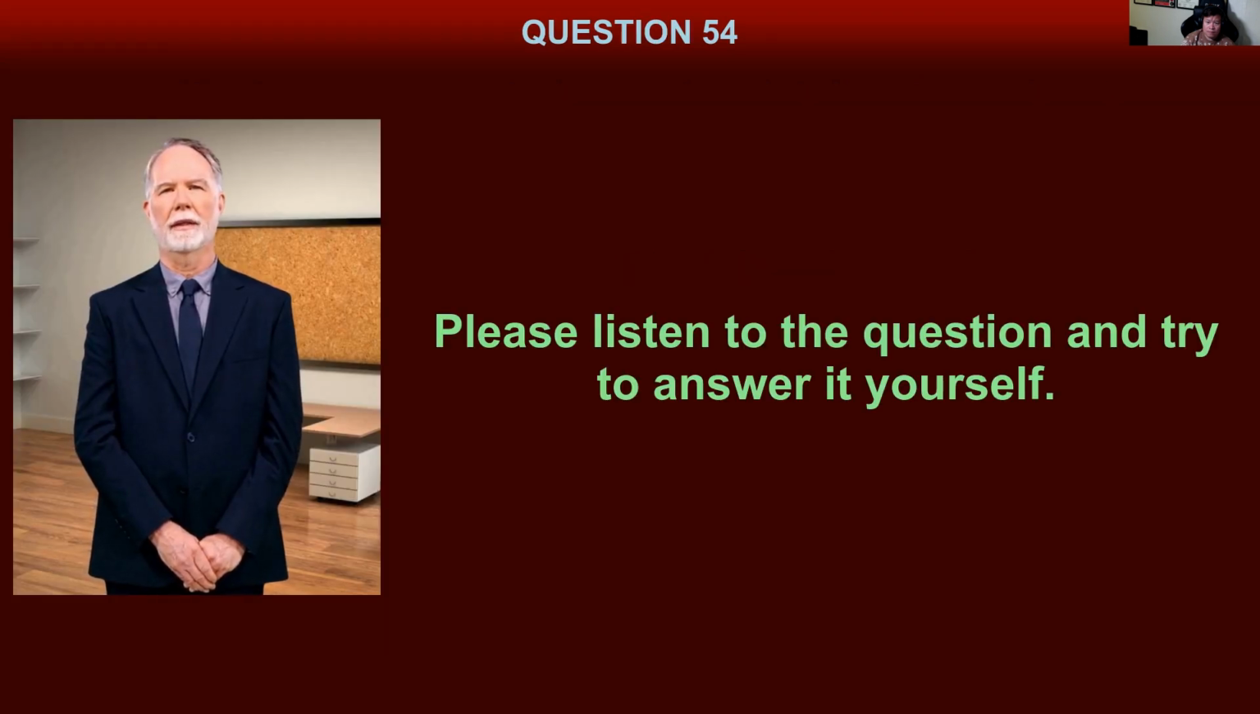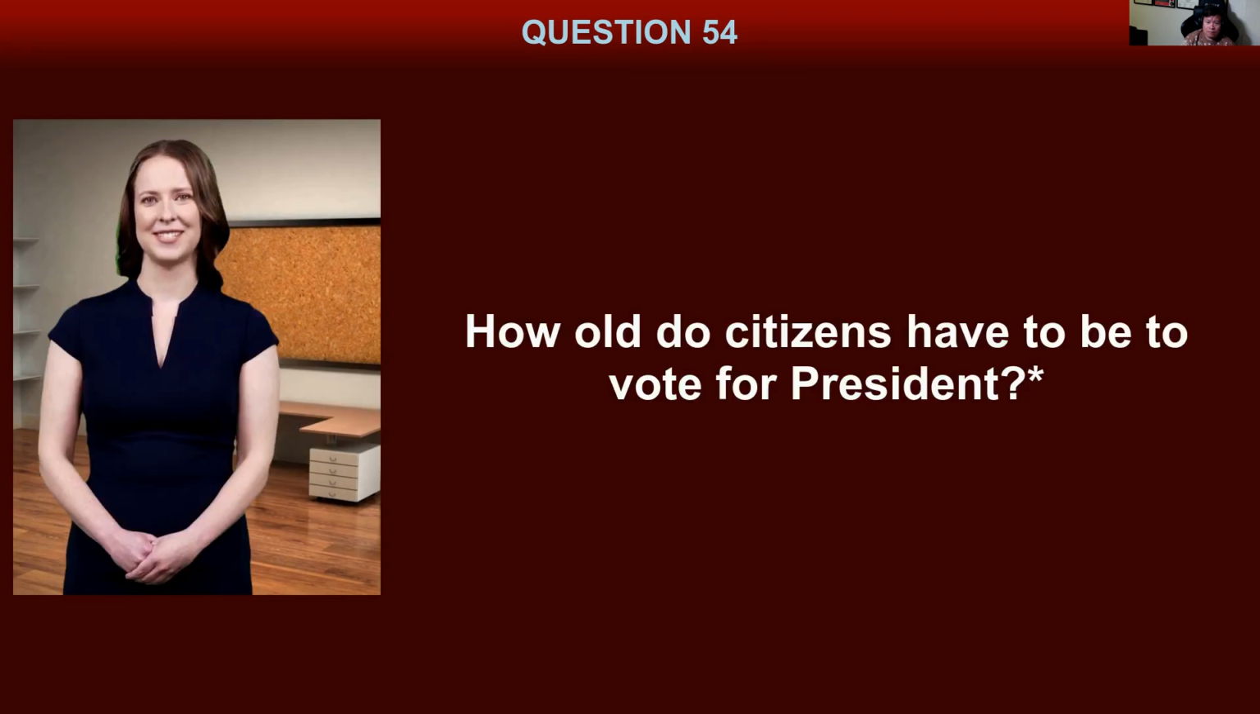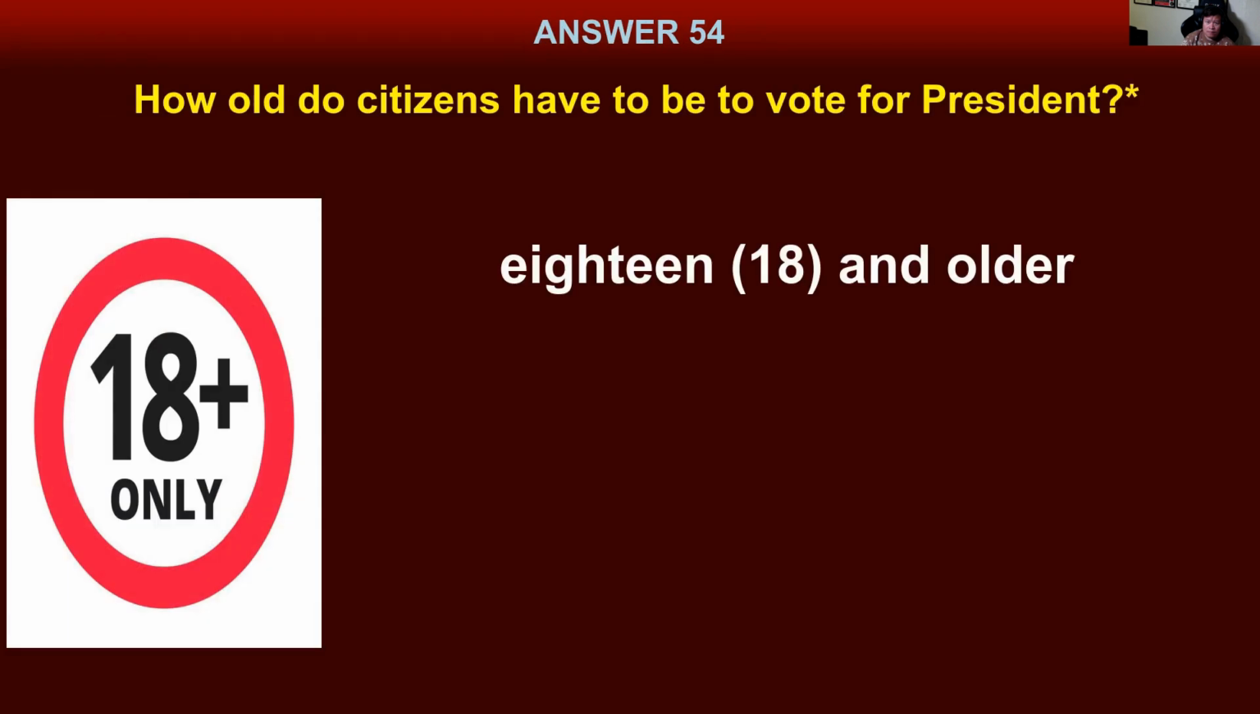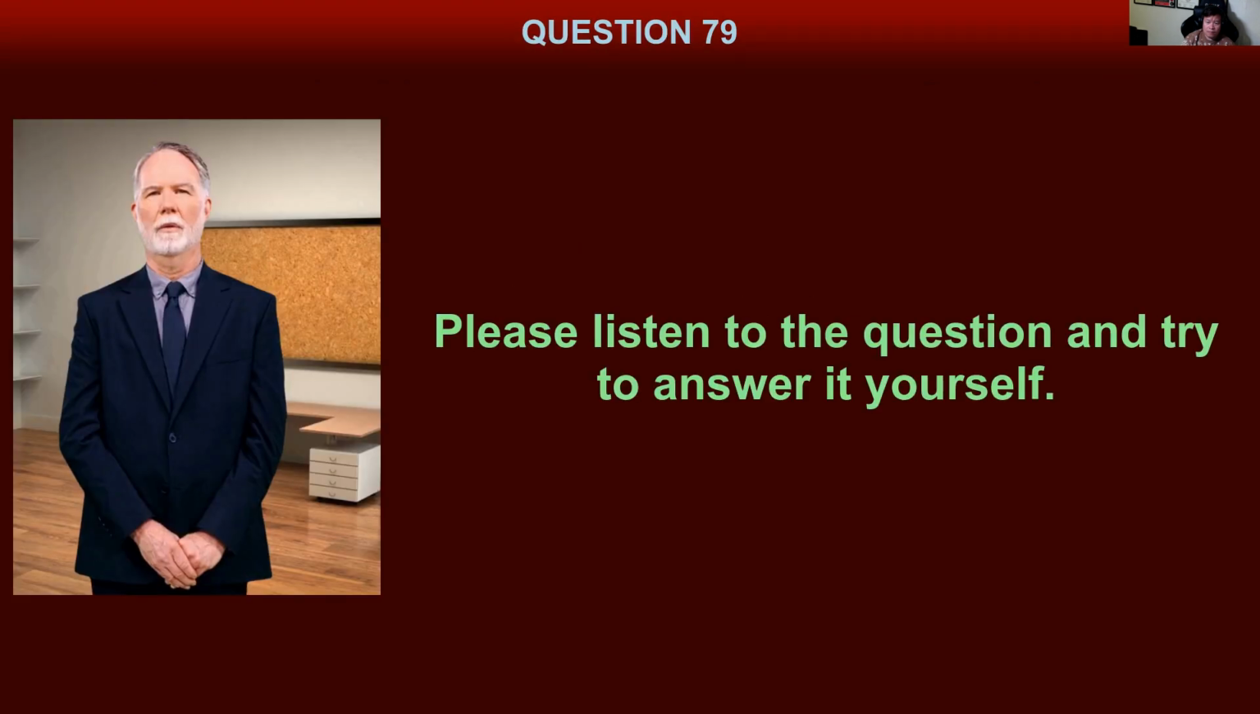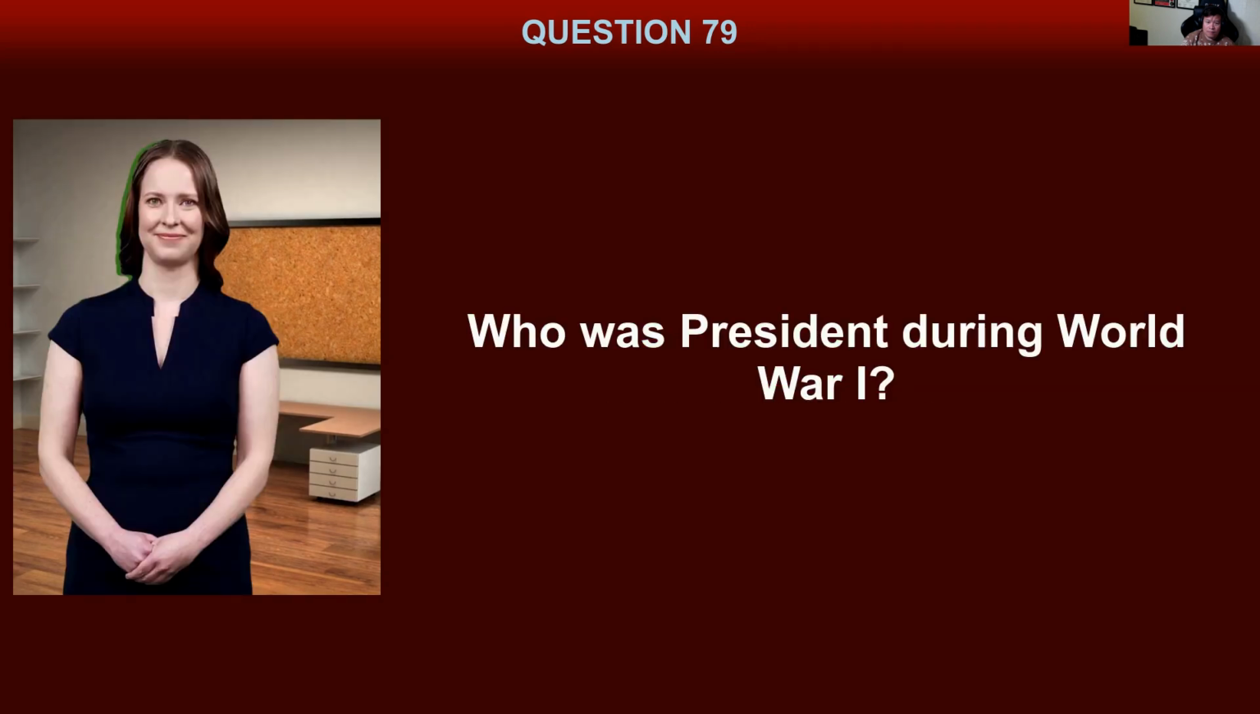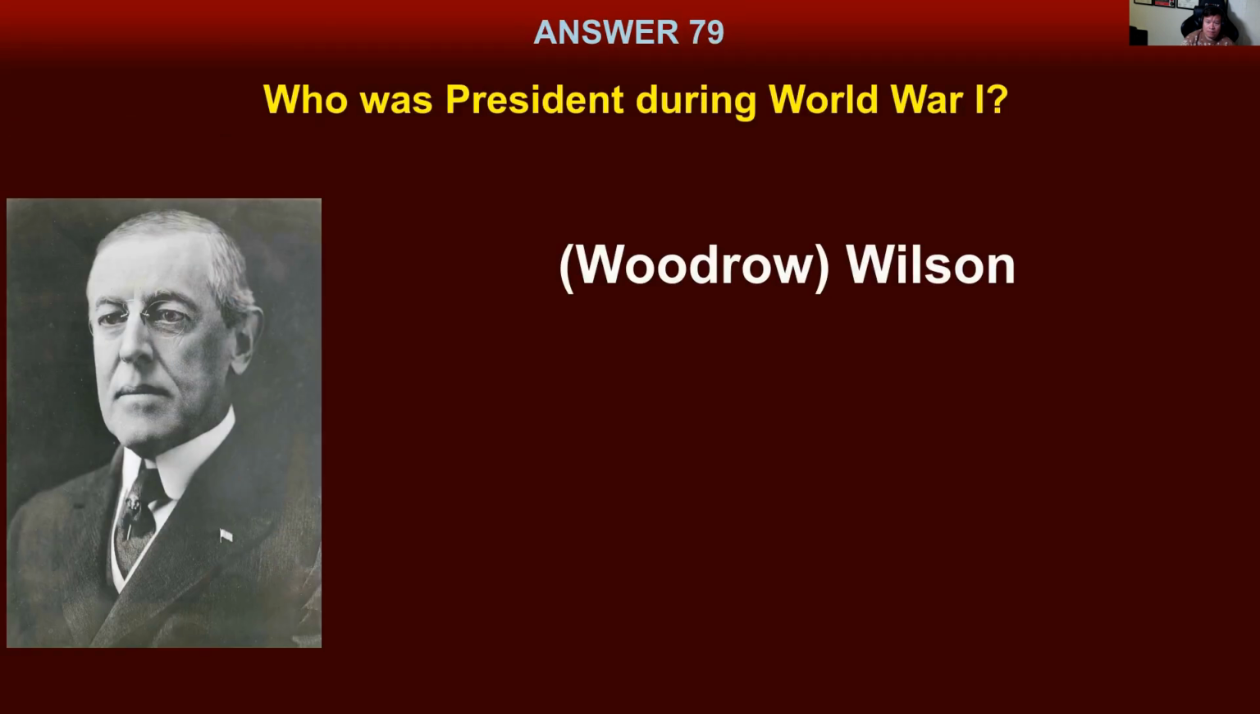How old do citizens have to be to vote for president? Eighteen and older. Who was president during World War I? Woodrow Wilson.